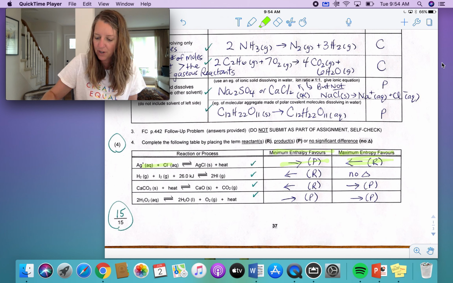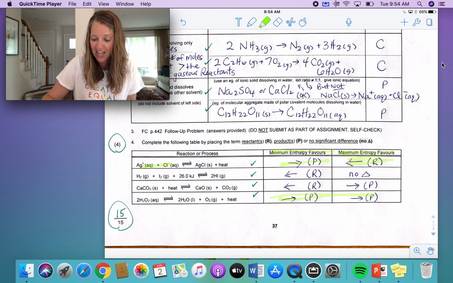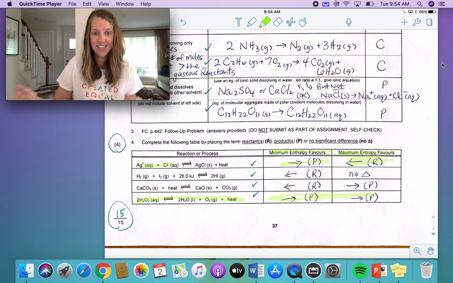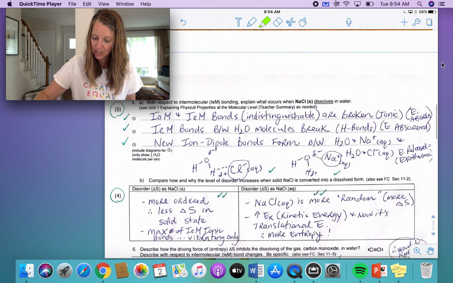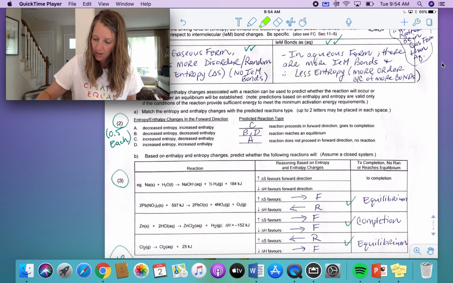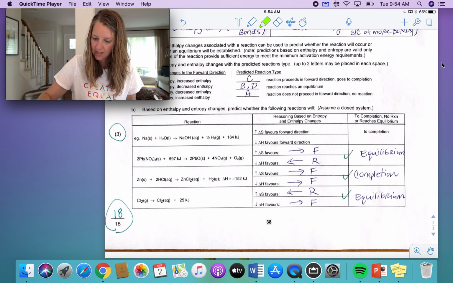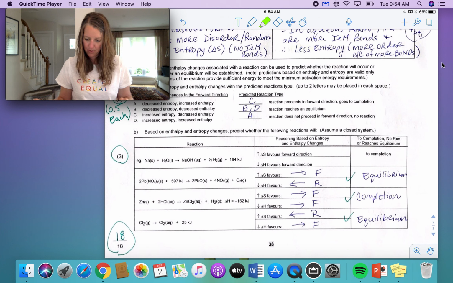I'm just going to move on, because that basically helps you determine whether it's going to go to completion. But you can still have a system where both of them are favored towards the right or both are favored to the left. It just means that it still sets up an equilibrium because of the state that they're in, and that's most stable for them. So that was looking at that, and I think that was it for the equilibrium and our driving forces.